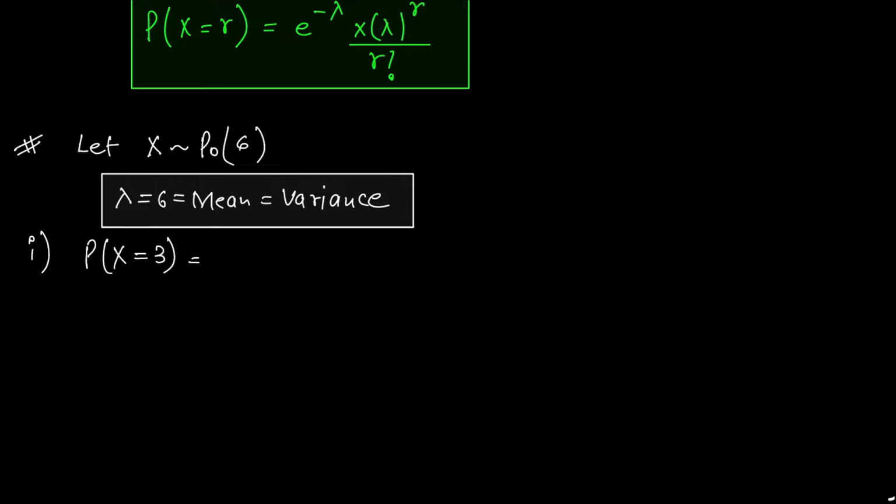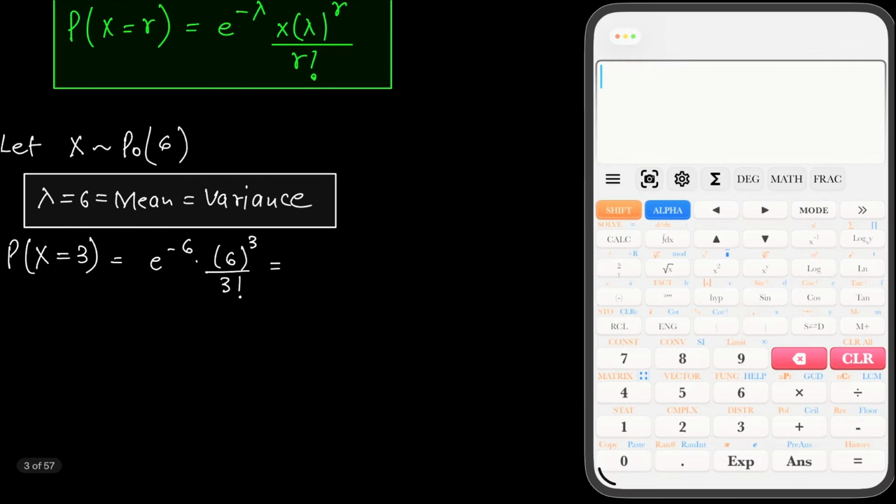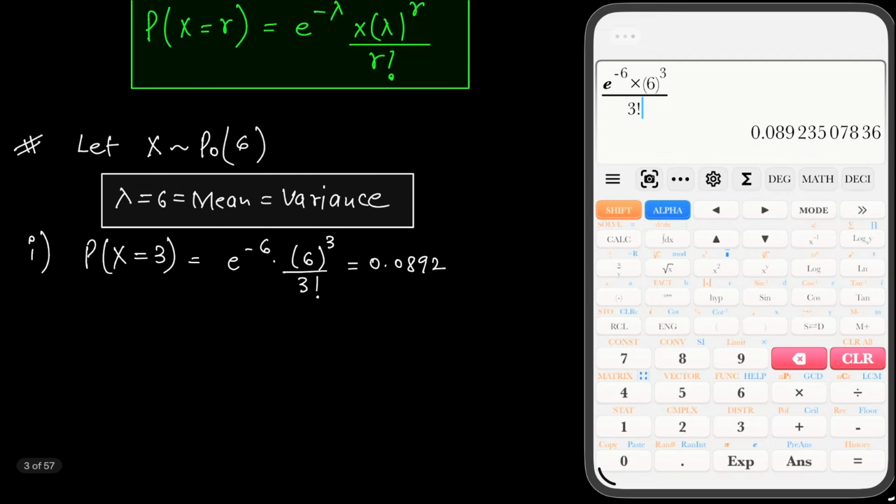How do we calculate this? The formula is stated right above, so I use it: e raised to the power minus lambda times lambda raised to the power r, that is 3, over 3 factorial. We can do this using a calculator, so let's see. This is e raised to the power minus 6 times 6 raised to the power 3, so let's use bracket 6 with exponent 3 and the whole expression divided by 3 factorial. So this is representing 216 over 6. In decimal representation it is 0.0892.